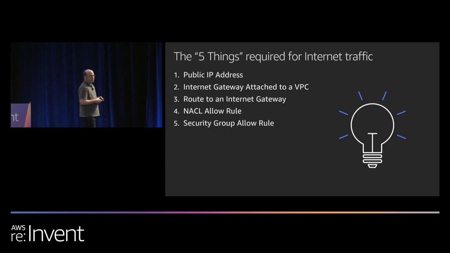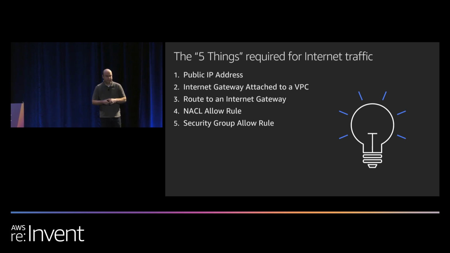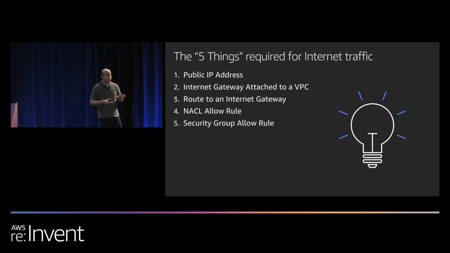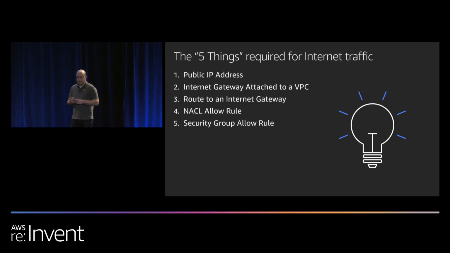So we're building our example web app, and we actually want internet traffic to interact with our web servers. So there are 5 things that we need to have be true in order for that internet traffic to interact with those web servers. Those 5 things are having a public IP address, having an internet gateway attached to the VPC, having a route to that internet gateway, allowing the traffic through our network access control lists, and allowing that traffic through our security groups. We'll go through each of these and provide some context along the way.